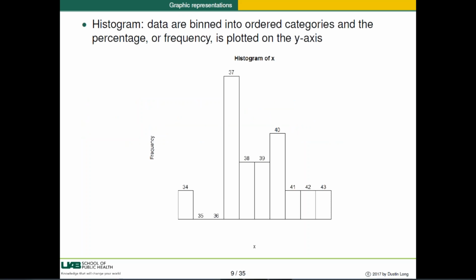A histogram, the data are binned into ordered categories, and percentages or frequency is plotted on the y-axis. So here is some made-up data in which we plotted some data in each bin, and I put the value of the bin on the top. So this is the bin that represents 34, but could you tell me, is that 34.0 to 34.99, or is it 33.5 to 34.5? So what does that bin represent?